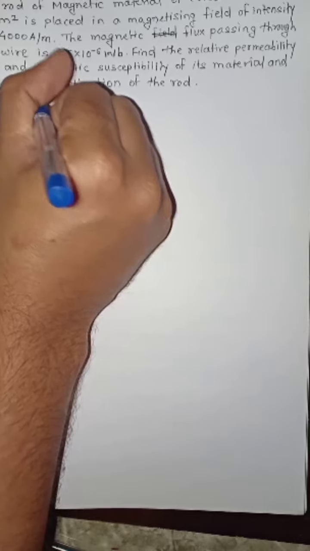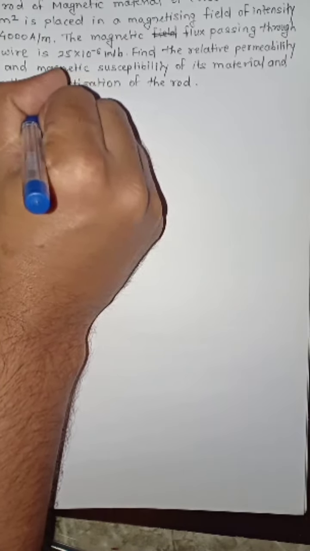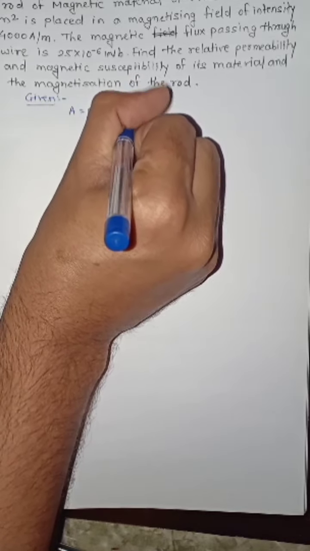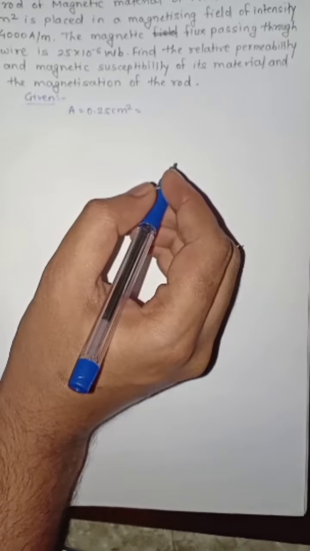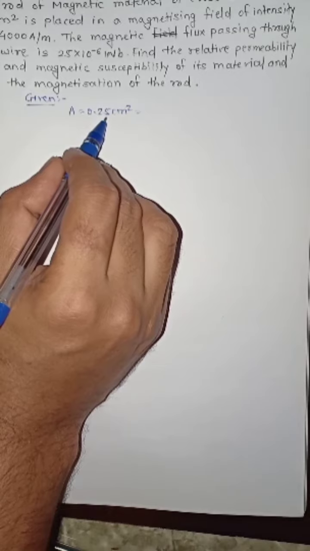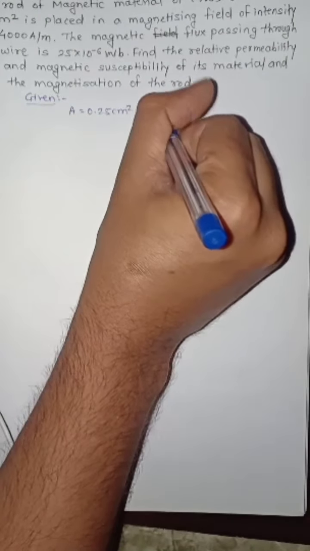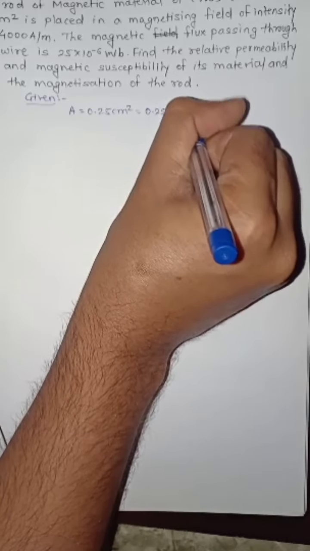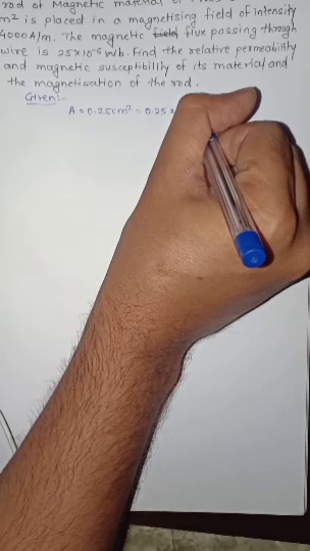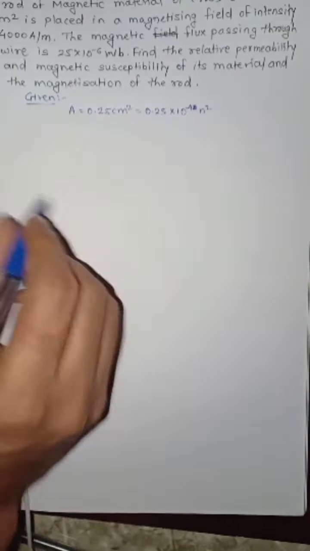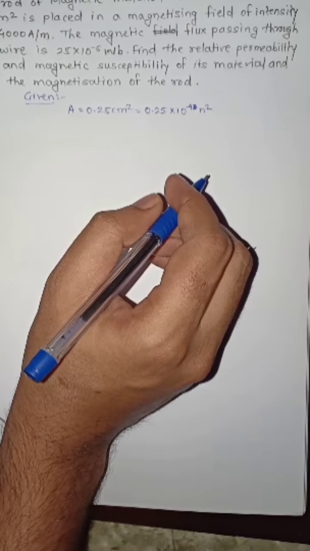So in given, we will write down here cross section area A is equal to 0.25 centimeter square. To convert centimeter square into meter square, we multiply 0.25 into 10 raised to minus 4. Thus we get 0.25 into 10 raised to minus 4 meter square.